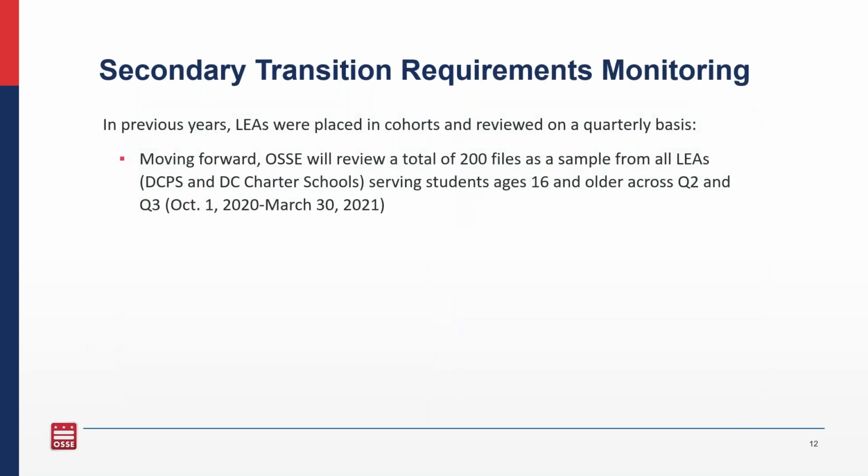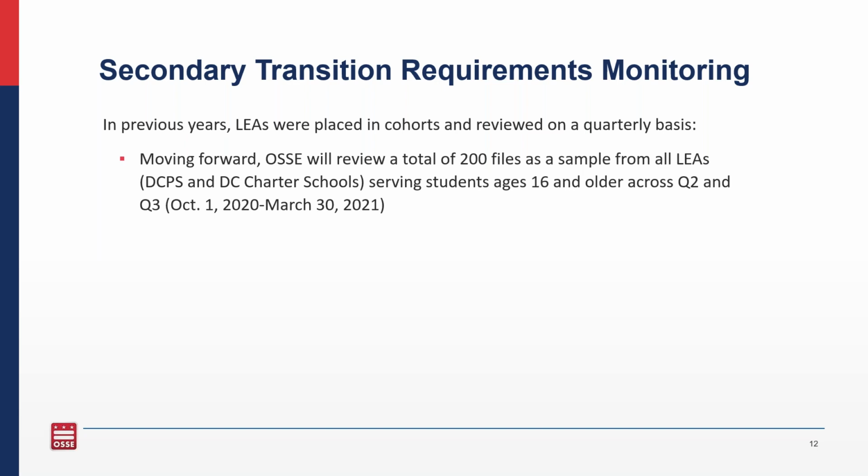So due to changes in our reporting structure for specific conditions to OSSE, or the Department of Ed, OSSE has made a couple changes to its monitoring structure for secondary transition. In previous years, LEAs were placed in cohorts and reviewed on a quarterly basis. This year, OSSE reviewed a total of 200 files as a sample from all LEAs, so DCPS and DC charter schools, serving students ages 16 and older across Q2 and Q3 of this federal fiscal year.